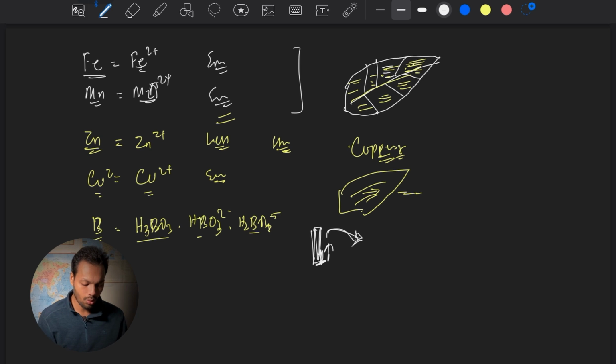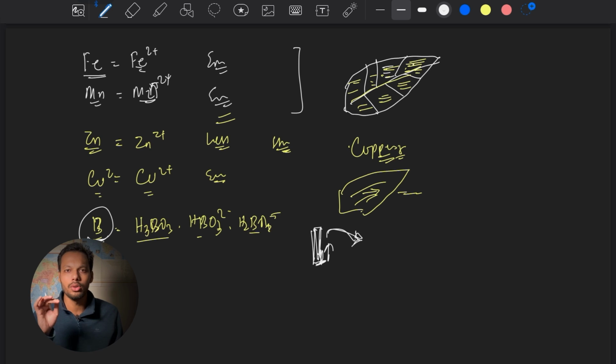And what is the role of boron in the plant? It has a significant role in fruit setting, pollen viability or pollen fertility, and it maintains pollen viability. Boron also has a significant role in water translocation and carbohydrate translocation.